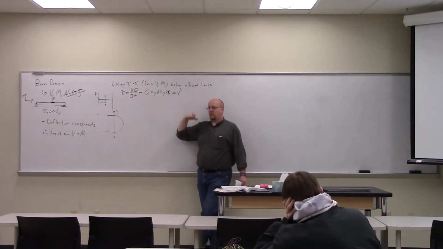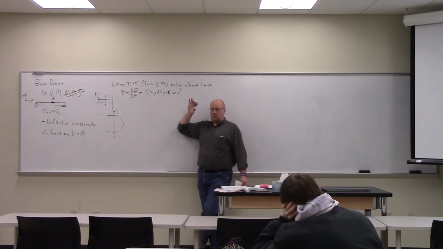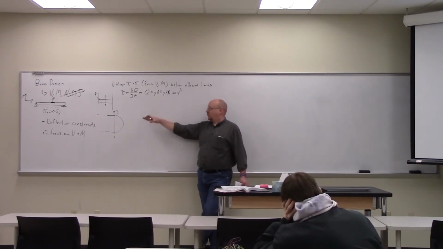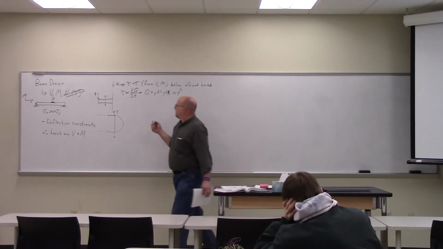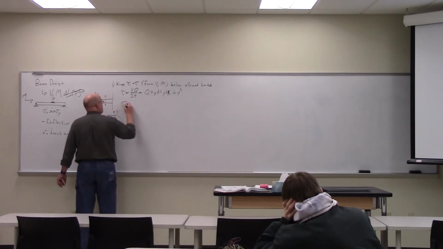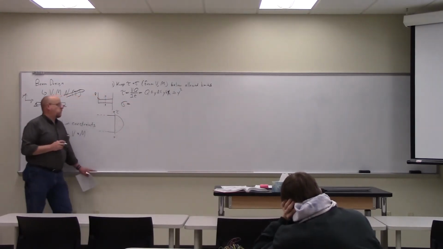Y is the height to the centroid of the upper region. H is the height of that upper region. But they both effectively scale linearly with Y. If it's square, then Y is equal to H over 2. So you end up with a Y squared dependency. That's where you get the parabolic behavior. Does that make sense to everybody? Okay. Sigma. What's sigma equal to?